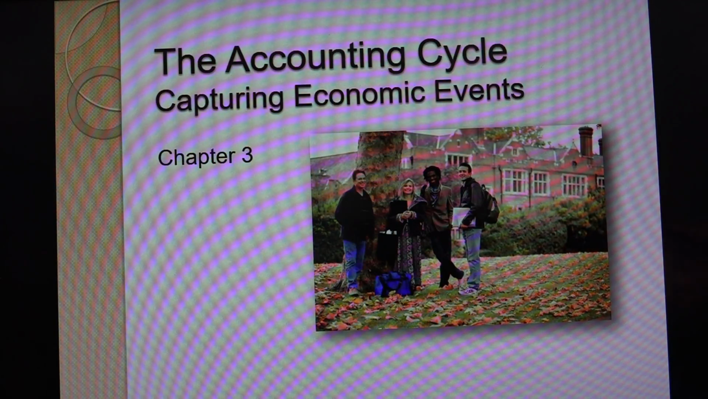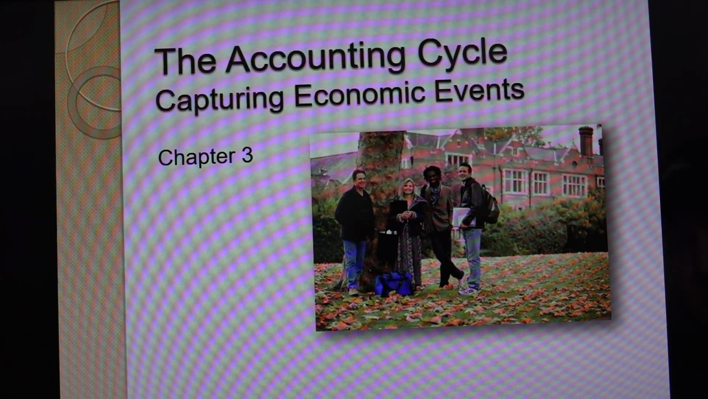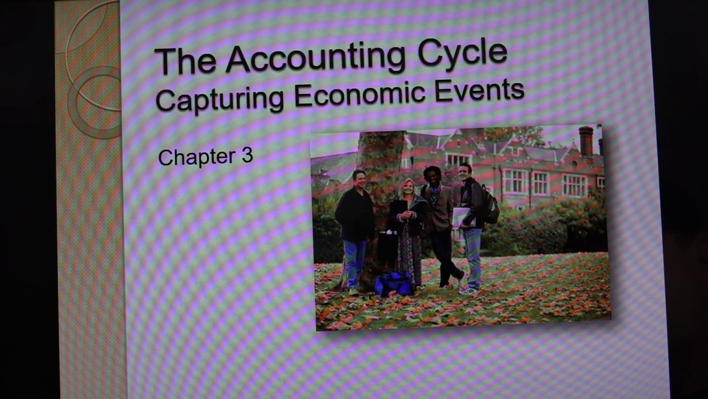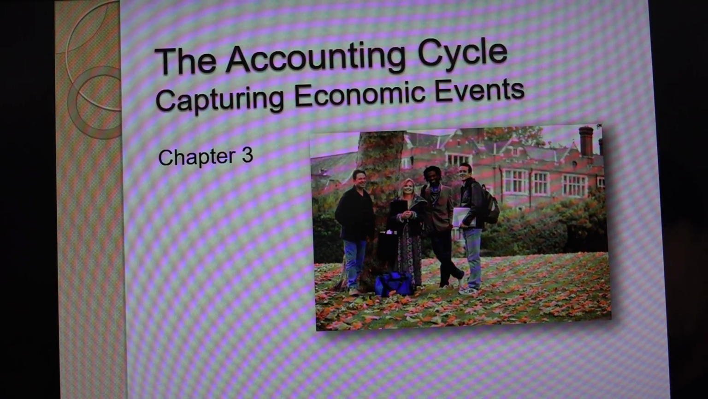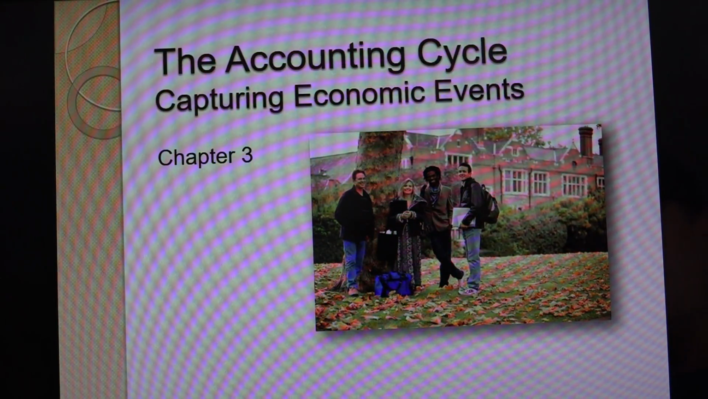All right, so here we're going to talk about the accounting cycle, which basically takes you from analyzing economic events and determining whether or not they affect the accounting equation, through several other steps. The goal is to create financial statements for external users, and then you have some cleanup work to do after that. So that's called the accounting cycle. What you're doing is capturing these economic events for a period of time.